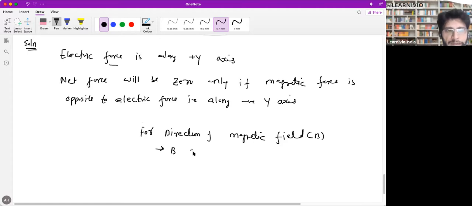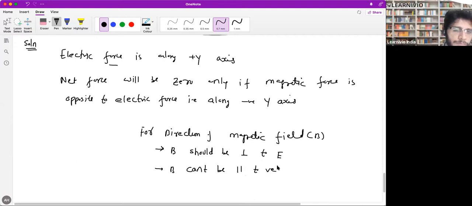B means magnetic field, should be perpendicular to electric field. Second, magnetic field cannot be parallel to velocity. Because if it is parallel to velocity, then force will be 0. You need some magnetic force. So while calculating the direction of magnetic field, remember these two results. B should be perpendicular to E and B cannot be parallel to velocity.